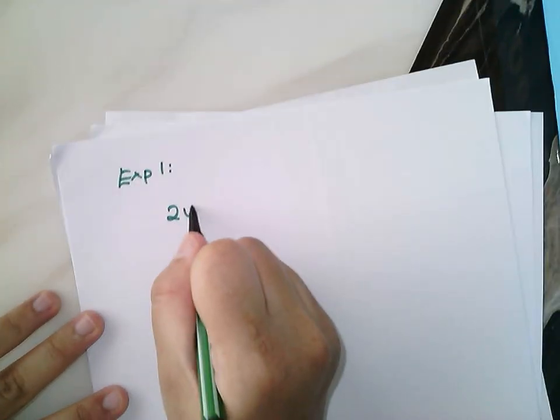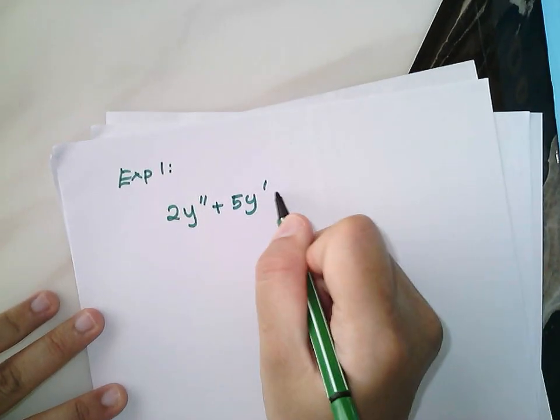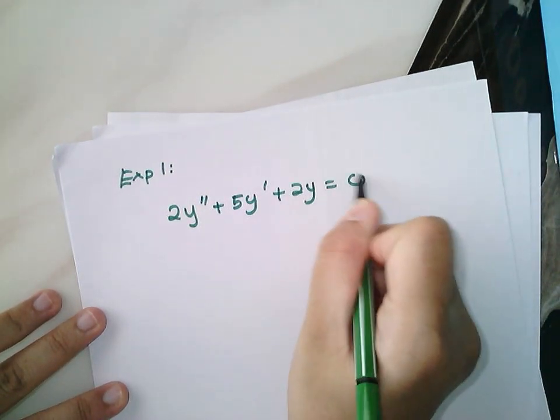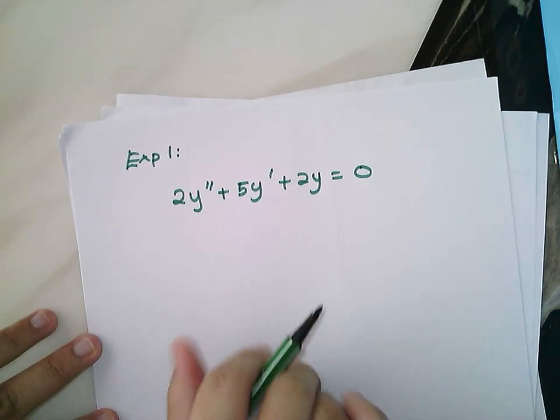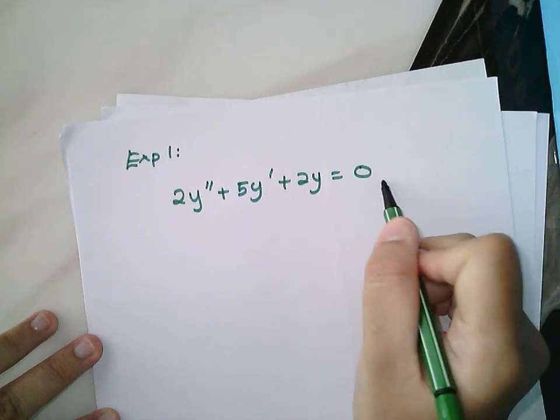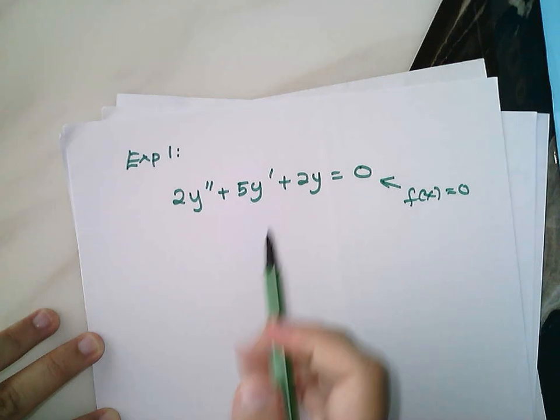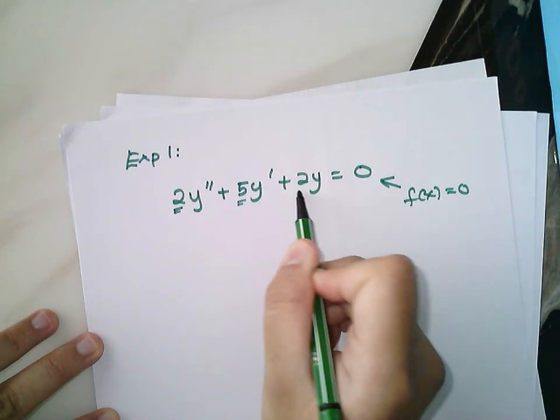Okay, example 1. Let's consider this linear equation: 2y'' + 5y' + 2y = 0. So this is a homogeneous equation. Why? Because f(x) is equal to 0. And this is a constant coefficient equation, as you can see here, 2, 5 and 2.